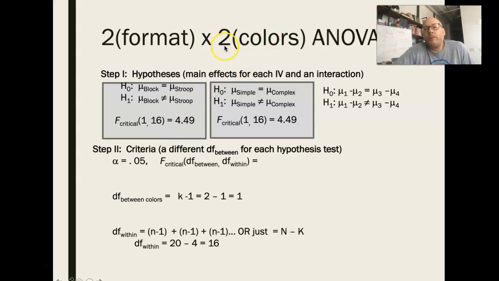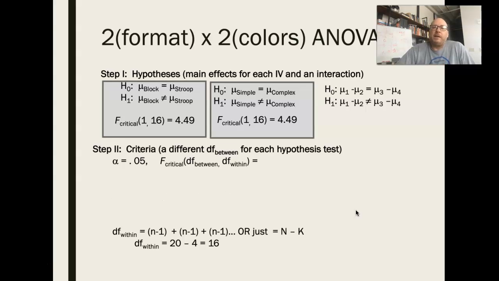Now, had I had 3 color conditions, that would have been a 2, and that would have given us a different critical value. So in a 2 by 3 ANOVA, these things don't add up like that. They don't match up like that. So that's just really something that happens in a 2 by 2. And I want to make sure you're aware that that's a special case.